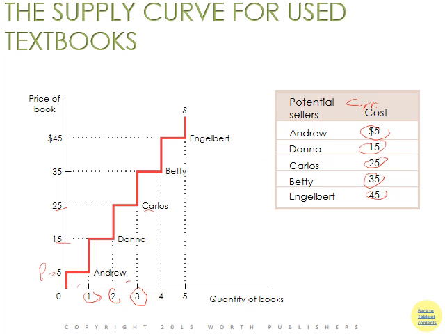When the price reaches $35, Betty is willing to sell her textbook. The quantity supplied is 4. When the price reaches $45, Engelbert is willing to sell his textbook, so the quantity supplied is 5. And when the price is above $45, the quantity supplied is still 5 because there are no additional sellers in this particular market. So what we derive here is the market supply curve for textbooks, and the area under that supply curve is the opportunity cost of each seller in this particular market.